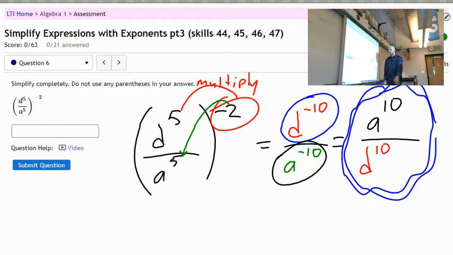Final answer. So you got two different terms, an a and a d. You still can't combine them, so we're going to have to leave both as part of our answer. No negative exponents, no parentheses. Totally simplified.